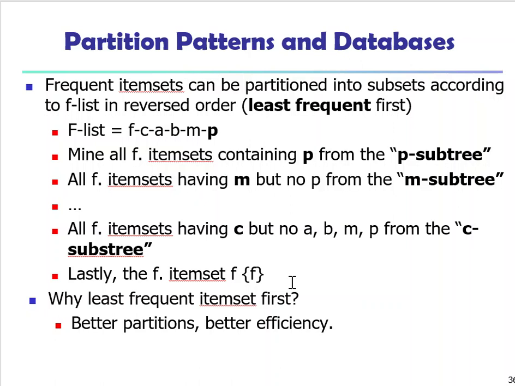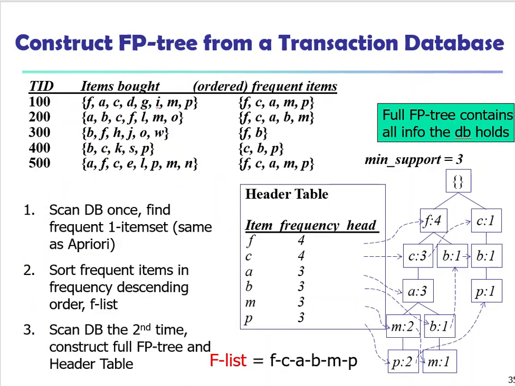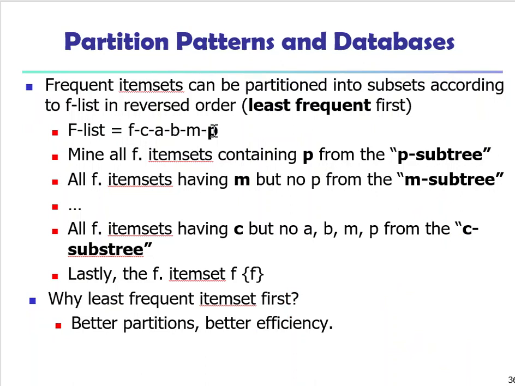How are we going to perform frequent item set mining? The idea is to recognize that the entire set of frequent item sets can be partitioned into subsets according to the F list in reversed order. So our F list was FCAMBP, remember here? Then starting from P, we can find all the frequent item sets containing P from the P subtree.